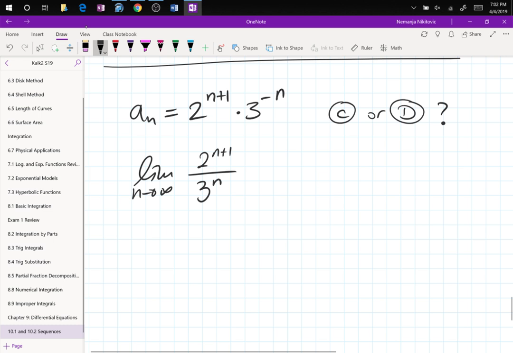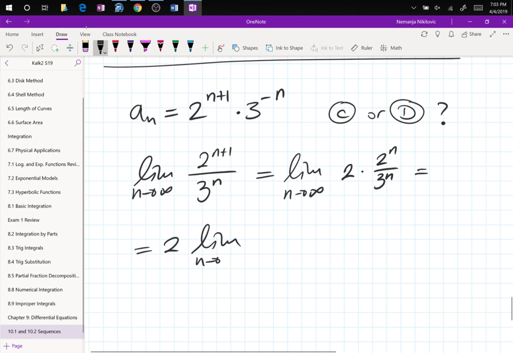So algebra, right? Limit n goes to infinity of 2 to the n plus 1 divided by 3 to the n. Now, we peel off a 2. So this becomes 2 times 2 to the n over 3 to the n to get rid of that plus 1. Now, that becomes 2 in front of the limit, n goes to infinity of 2/3 to the n.